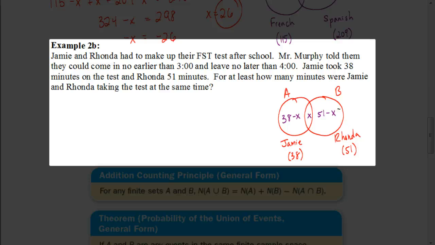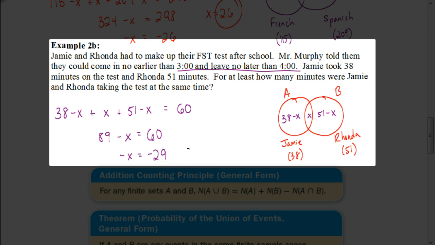So we would set this up to say 38 minus x plus the time that they took together, which would be x, plus the time for just Rhonda, which would be 51 minus x. Together, they only had 60 minutes, so our total here would be 60. Again, the 60 minutes is from the fact that they had from 3 o'clock to 4 o'clock. So now we're going to add these all together. 38 plus 51 gives me 89. Negative x plus x cancel out, but we're left with minus x equals 60. If I subtract 89 from both sides, I get negative 29.